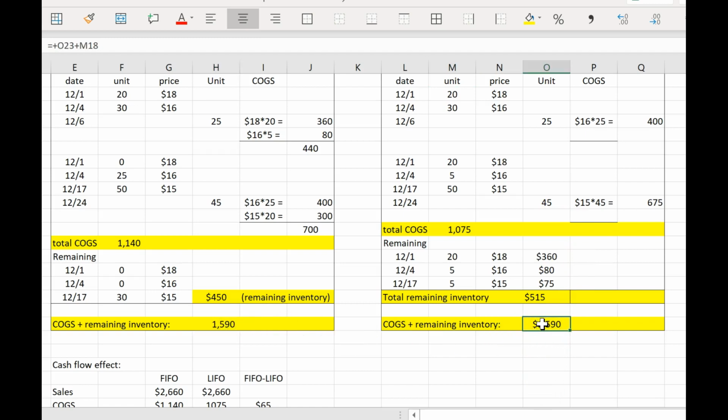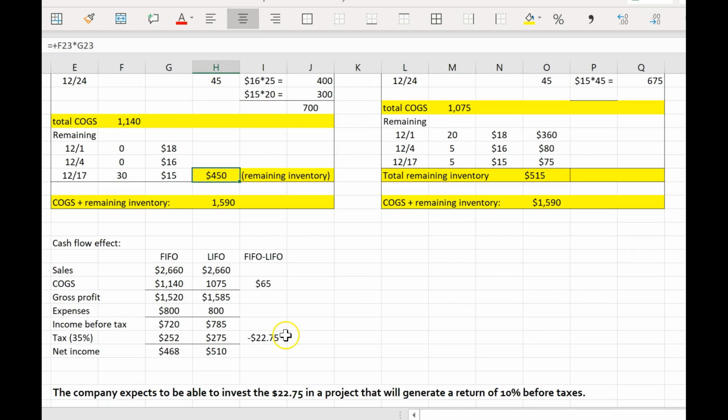The only thing that changes between different costing methods is the total cost of goods sold across the different cases, and that also changes the remaining inventory, because these two numbers should add up to the total available for sale. So if you have more cost of goods sold in one case, you would have less remaining inventory in this case.